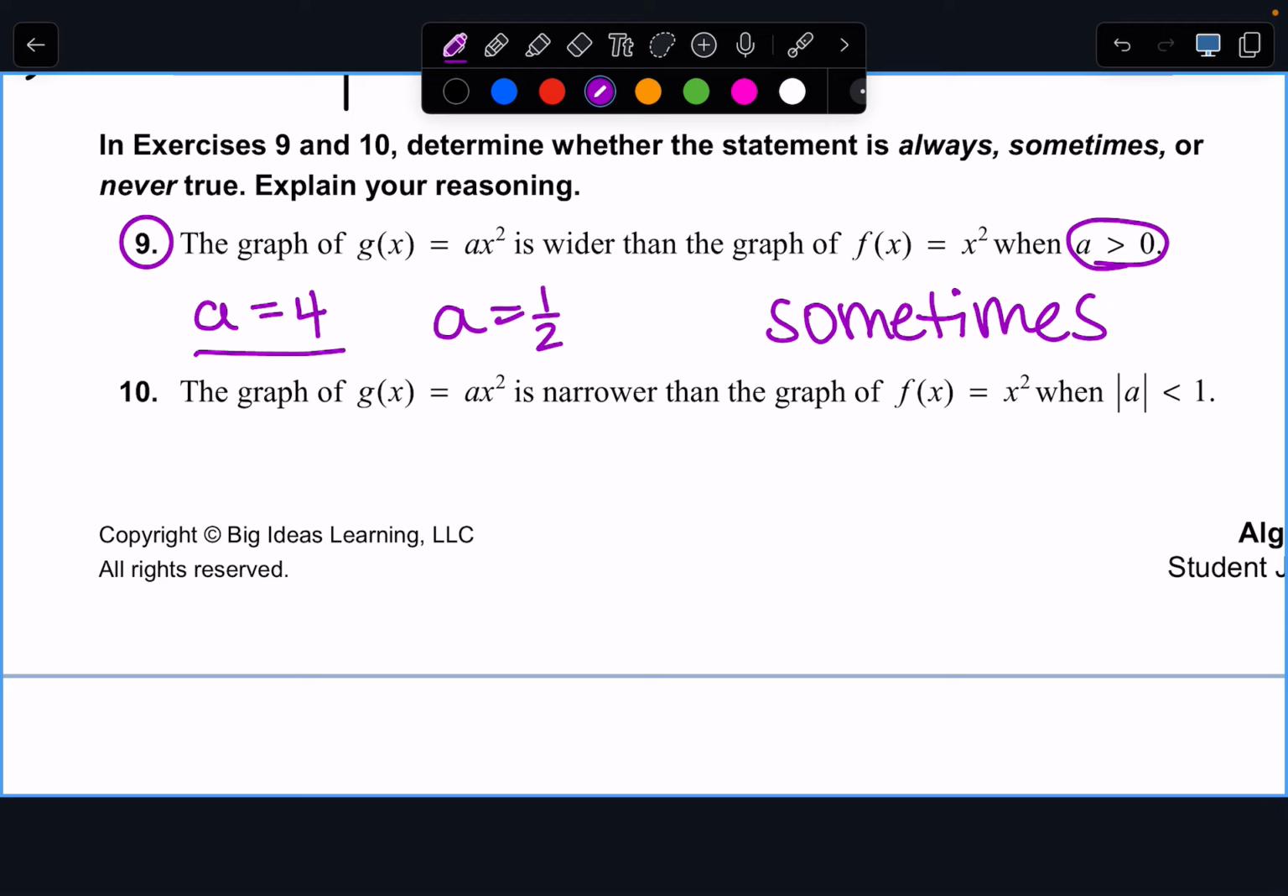All right, number 10. Always. Sometimes. Never. For the people who actually voted, you are correct. It is never, because this would make it wider.